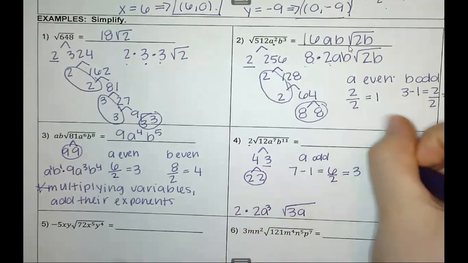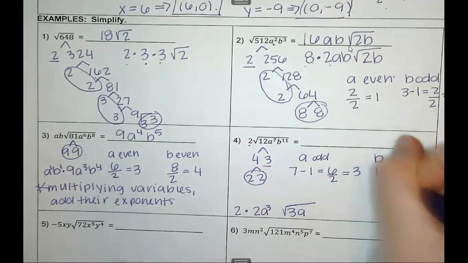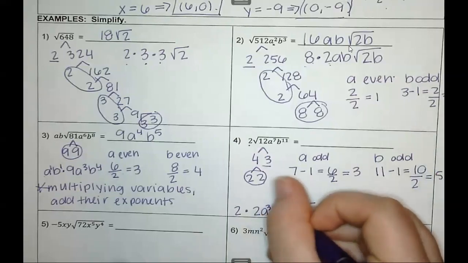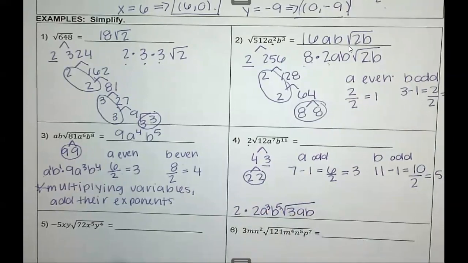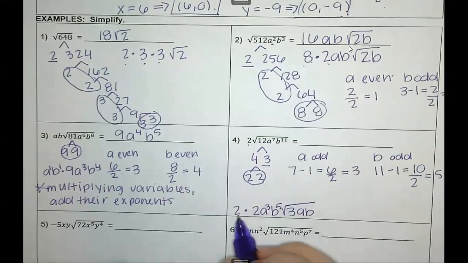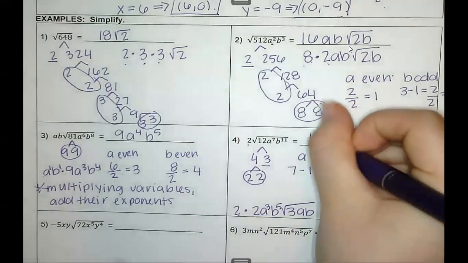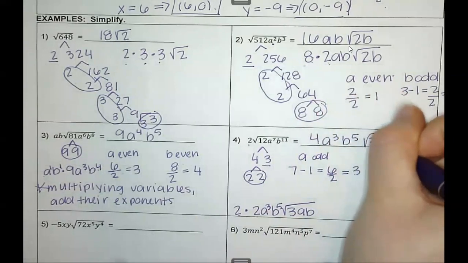All right, now we have to do b. b has an exponent of 11, which is also odd. So we will subtract 1, which is going to give us 10, and then divide by 2, which is going to give us 5. So I get to pull out b to the 5th, but because it was odd, we also have 1 underneath the square root. So we need to multiply our numbers here. We've got 2 times 2, which is going to give us 4. Then we have a cubed, b to the 5th, times the square root of 3ab.